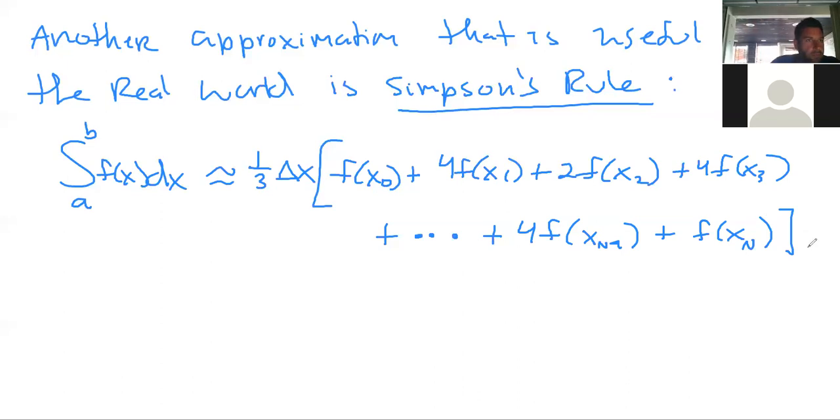So here, what's important for this to work, n must be even. If n's not even, that pattern doesn't make any sense. But everything else is the same as in the previous approximation and in your left and right Riemann sums.